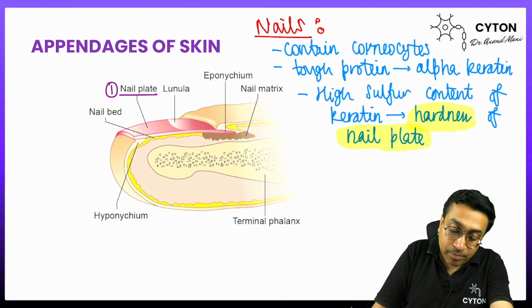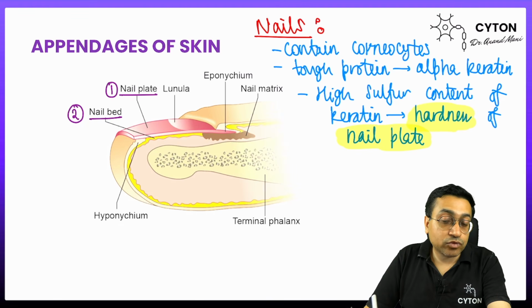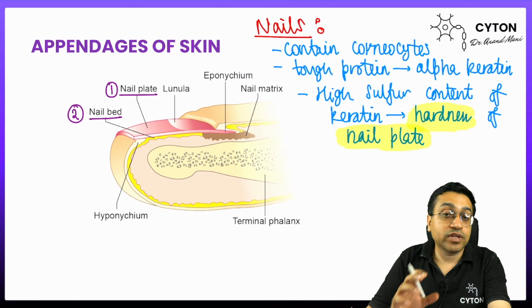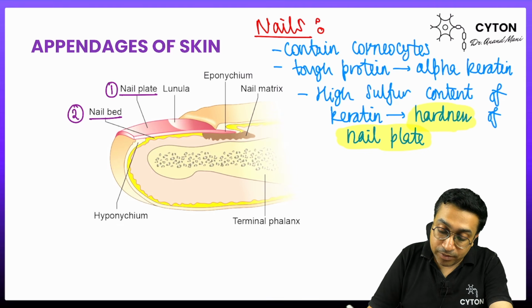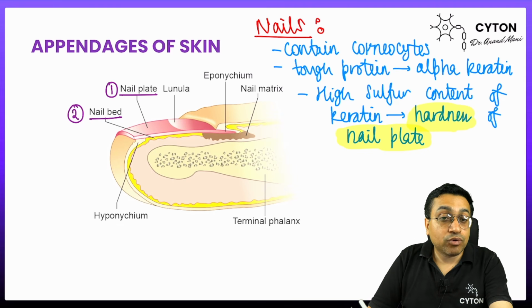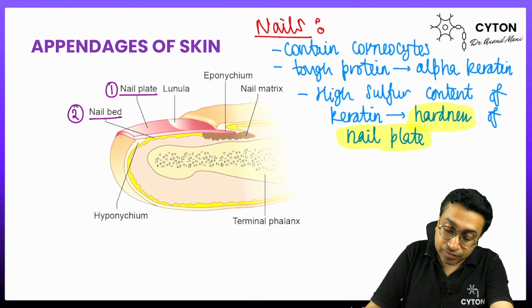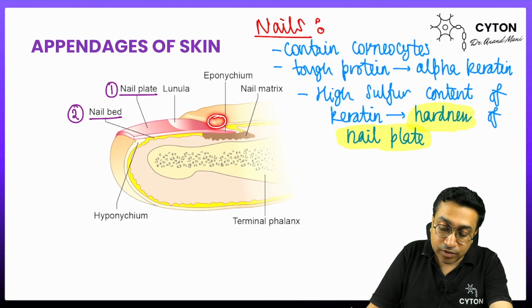Then you have the nail bed. Now this is a highly vascular connective tissue layer which lies deep to the nail plate. The germinal matrix is the thickened germinal zone of the nail bed at the root of the nail plate. Then you have a proximal nail fold, which is a fold of epidermis which covers the nail root. Somewhere here in this region. This is the proximal nail fold, this one.